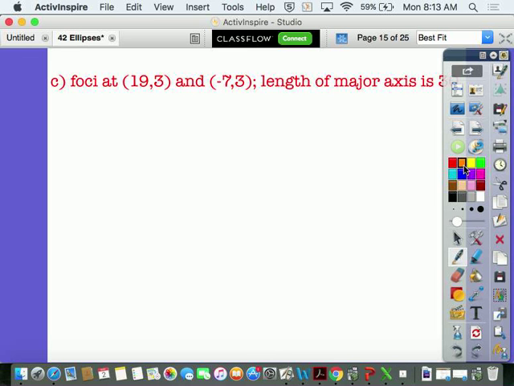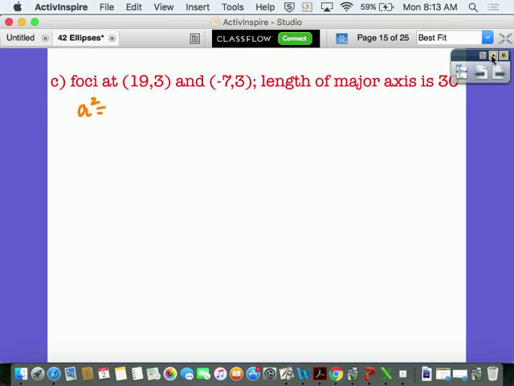So hopefully you realize that if they gave you the length of your major axis, that means that a squared is going to equal that number, and that number is a 30. Okay? Considering that we do need a squared for our equation, we're going to leave that as a squared equals 30. Now, to figure out b, we need to take the fact that we're given the foci, and we need to figure out the length and divide that by 2 to find c. c is going to help us find b.